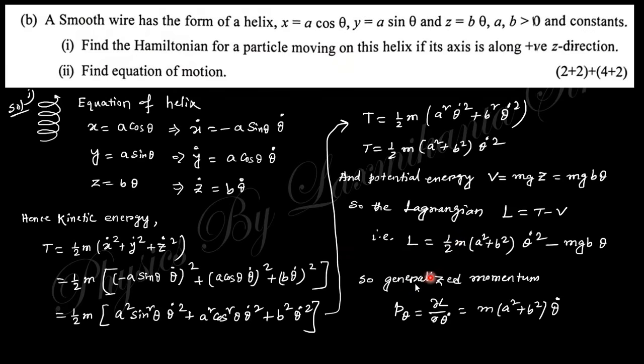From this Lagrangian we can find out the generalized momentum. This is a similar process to what we did in the previous question. Here there is only a function of theta, that's why we get only one generalized momentum, p theta, which is nothing but del L by del theta dot. If you take this partial derivative with respect to theta dot, you will get this relation. So this is the generalized momentum.